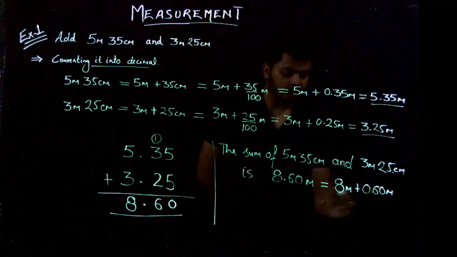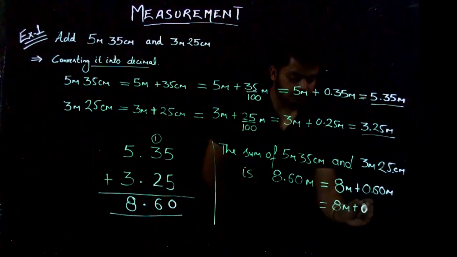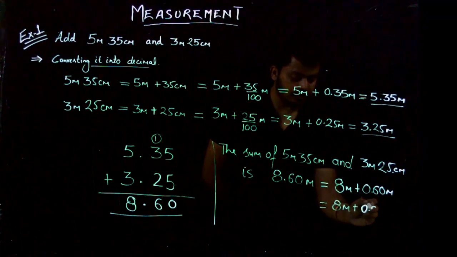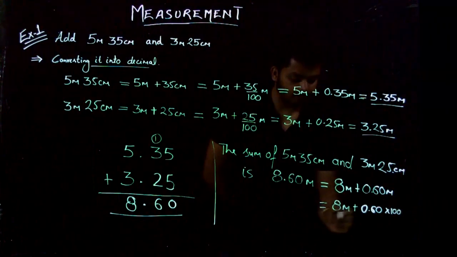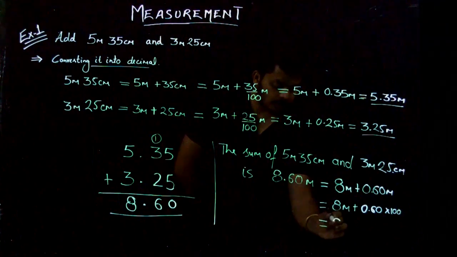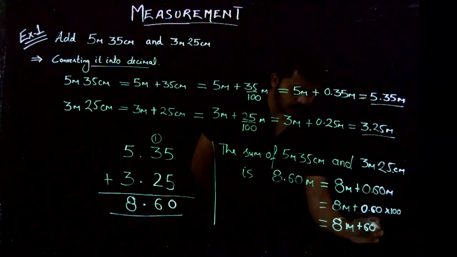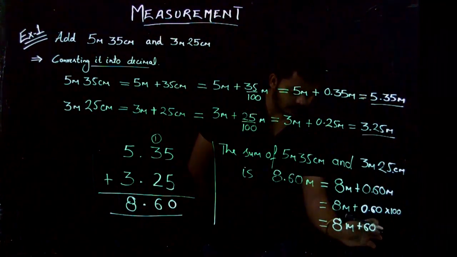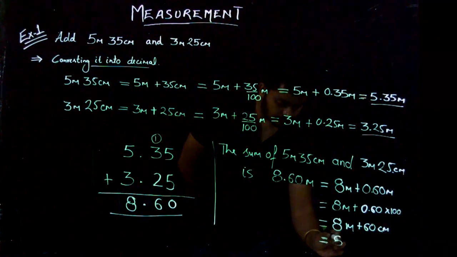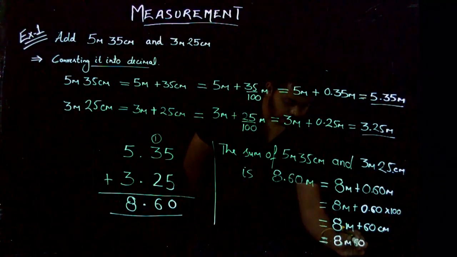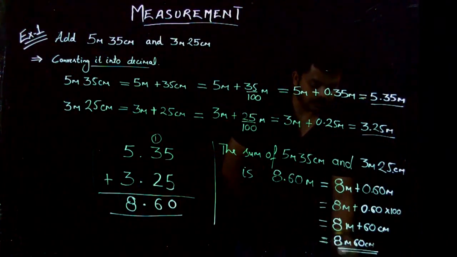So 8.60 meter can be written as 8 meter plus 0.60 meter. Now to convert meter into centimeter, we multiply by 100, so it becomes 8 meter plus 60 centimeter, which can also be written as 8 meter 60 centimeter. This is our answer.